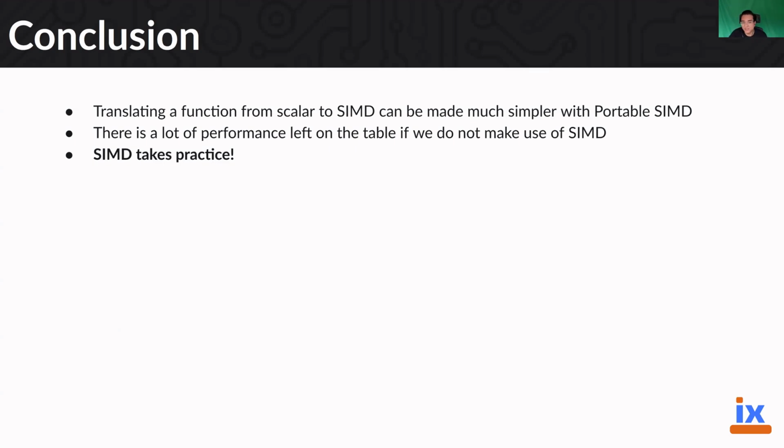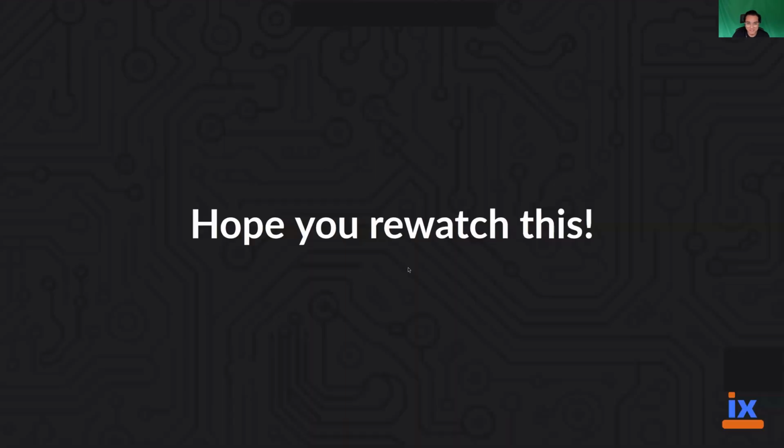There is a lot of performance left on the table if we do not make use of SIMD. So if we just use our scalar version, we might be leaving a lot of performance on the table. And also SIMD takes a lot of practice. It's not something that you just get from watching this. So please rewatch this as many times as you need, and you can take a look at the examples. They're going to be left on GitHub. I'm going to be posting them soon enough on the presentation.